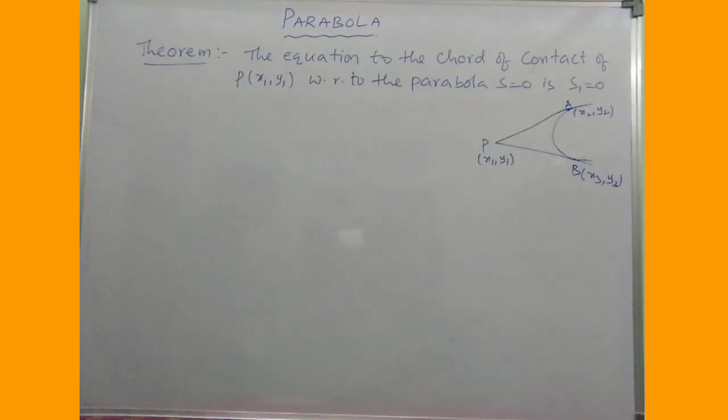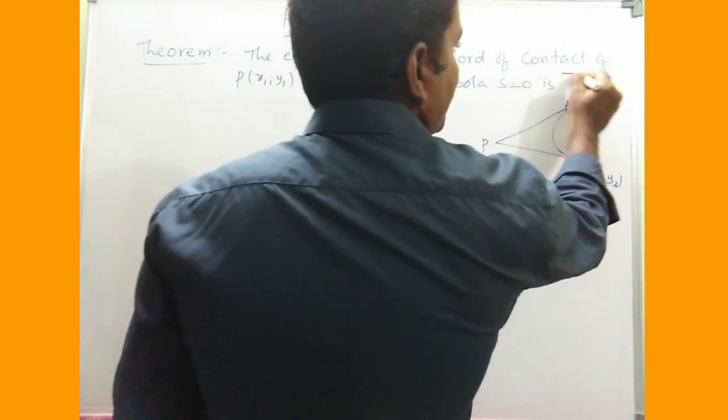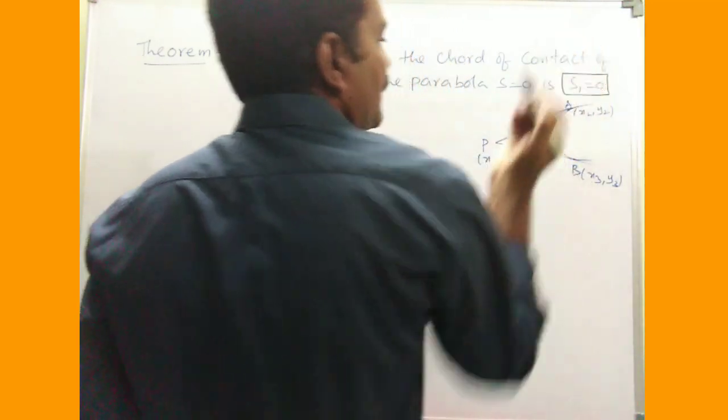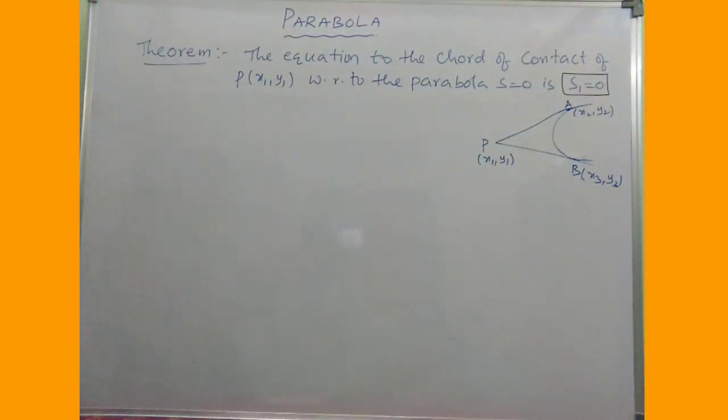So look at this theorem. How can we find the equation of chord of contact? The formula is very simple, same as tangent, my dear. The equation of chord of contact is nothing but S1 is equal to 0. Actually, this concept you might have already learned in circles, isn't it? So the concepts are the same.